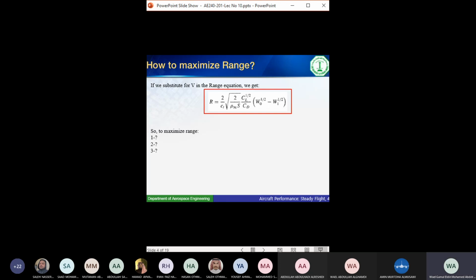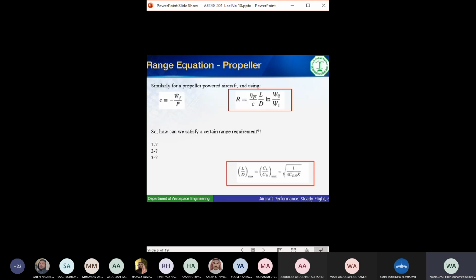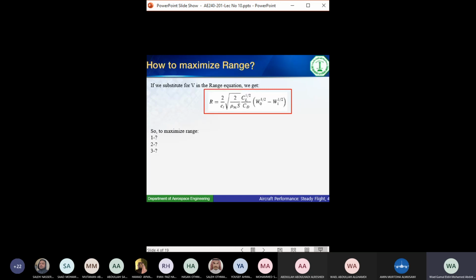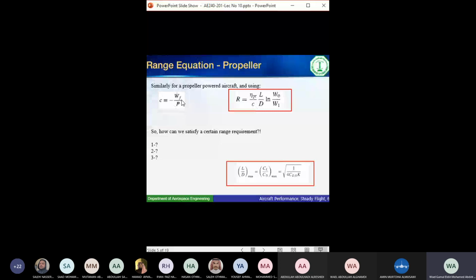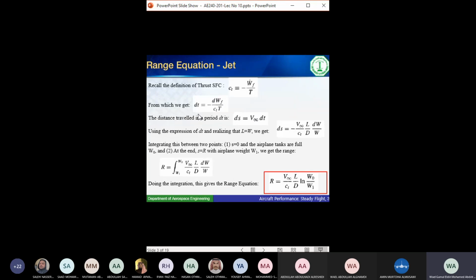Okay, so that's for the jet aircraft. Now for the propeller aircraft, it's the same thing. We're going to do the same procedure, except that the specific fuel consumption is not the weight of fuel divided by the thrust, but the weight of fuel divided by the power. And we will do the same thing. But once we have power in the equation, that means I should have velocity also, and the velocity will cancel the V that I have. You see, when we had T, we ended up having V in here.